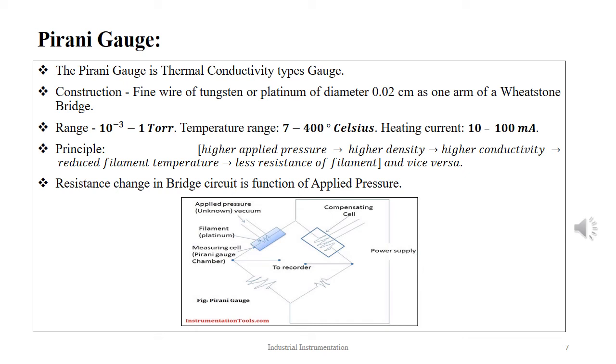The Pirani gauge is a type of thermal conductivity gauge. It comprises very fine wire made up of tungsten or platinum with a diameter of about 0.02 centimeter. The measurement range is from 10 raised to minus 3 to 1 torr. It can handle temperature fluctuating in the range from 7 to 400 degrees Celsius. The heating current that generally passes through the wire is in the range of 10 to 100 milliampere.